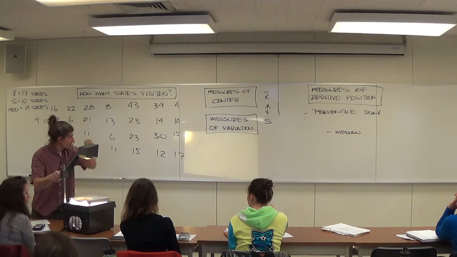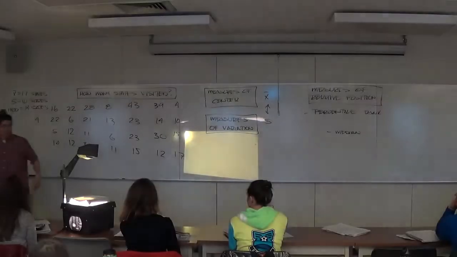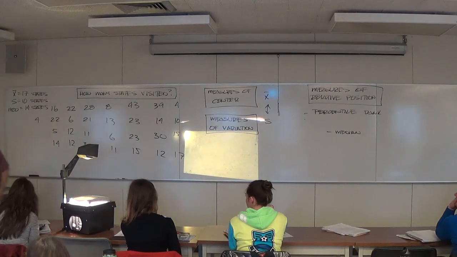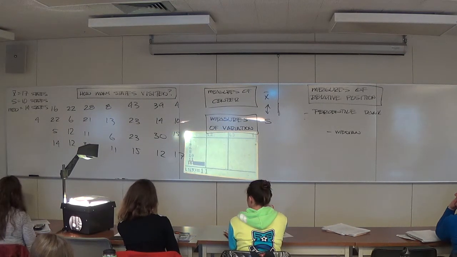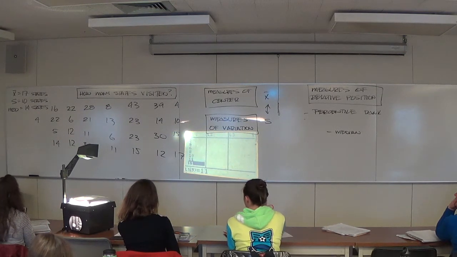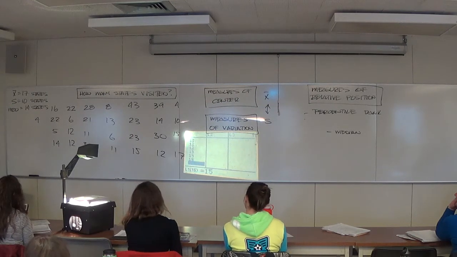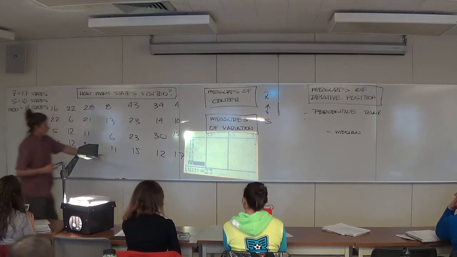Let's look. We got the data sorted, right? My machine's over here. We got the data sorted. So you guys are 23, correct? So here's 23, right there. Now, here's the deal.